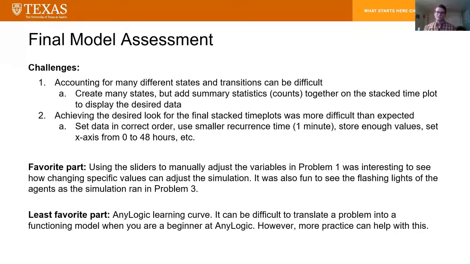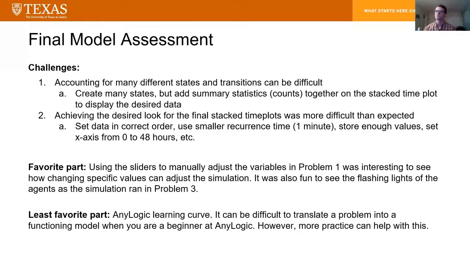In a similar vein, our second challenge was that we were encountering more issues than we expected with the formatting and the style of the final time plot. So to address this, we realized that we needed to adjust some of the settings within the properties of the time chart. So things like adjusting the recurrence time, setting it to 1 minute instead of 1 hour, provided more detail. Also making sure that the x-axis was within the desired range and that the graph was storing enough values to show the entire 48-hour span were all things that we needed to account for.